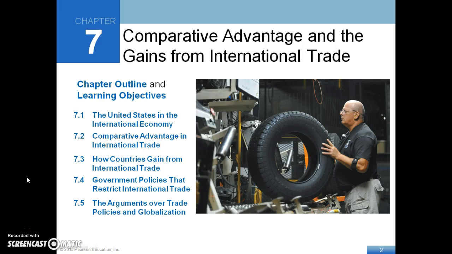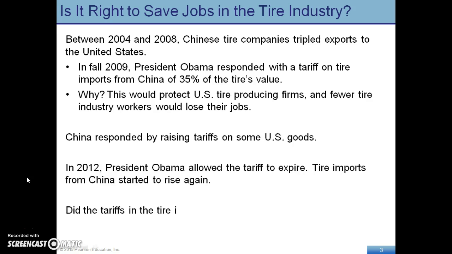Chapter 7 is going to be dealing with comparative advantage and the gains from international trade. You'll notice that international trade is very important for our economy because it creates a lot of challenges and a lot of implications with regard to outsourcing and how jobs are being created.